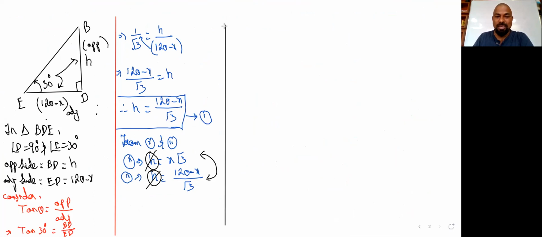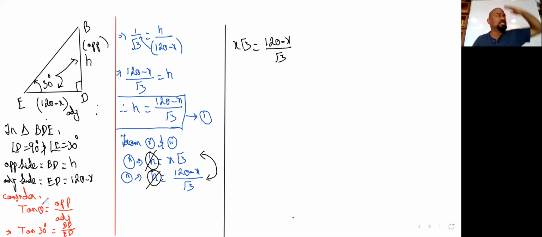X root 3 is equal to, right? We are eliminating H from equation 1 and 2 by cancelling the equal thing, and we got X root 3 is equal to (120 minus X) whole divided by root 3. Now if you check it out, earlier we had two equations, equation 1 and equation 2. By cancelling that H, we got only one equation, meaning we have only one equal to symbol.